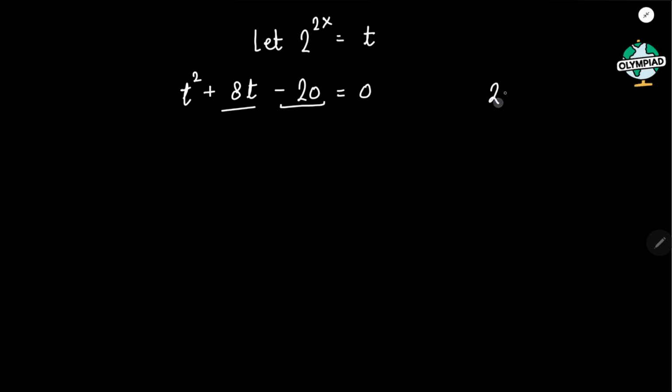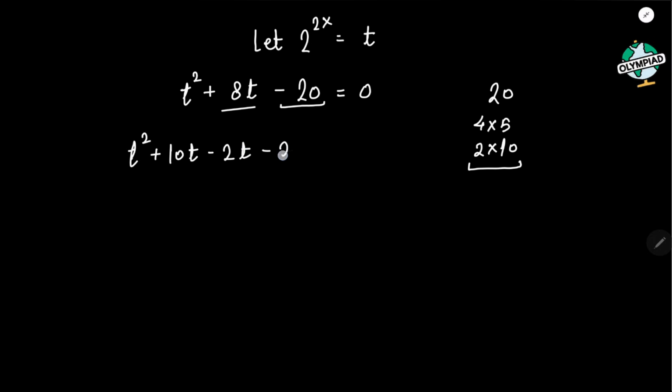Okay. So, if you see, what are the factors of 20? Factors of 20 are 4 and 5, right? 4 times 5 is 20 and 2 times 10 is also 20. Now, if I write this as t square plus 10t minus 2t minus 20 is equal to 0. 8t can be written as 10t minus 2t. How do we do factors? When we add them, we should get plus 8t, and when we multiply them, we should get minus 20, right?